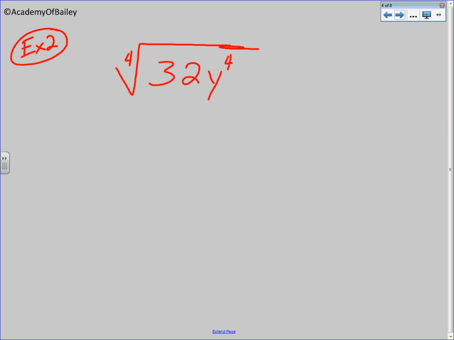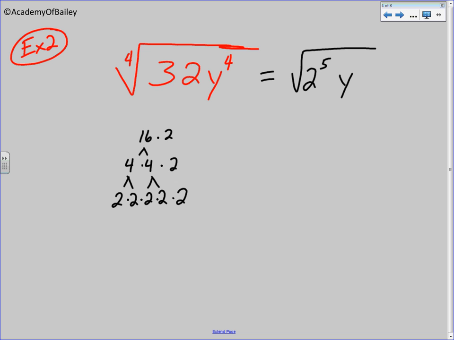All right, so this is fourth root, so we're trying to find them to come out in groups of 4. So if we look there, 32, what's 32 break down into? 16 times 2, and then 16 breaks down into 4 times 4, and then 4 breaks down into 2 and 2, and so this is what we have. So 32 is actually 2 to the 5th power. So we have 2 to the 5th power and y to the 4th power. We'll go take the 4th root of it.